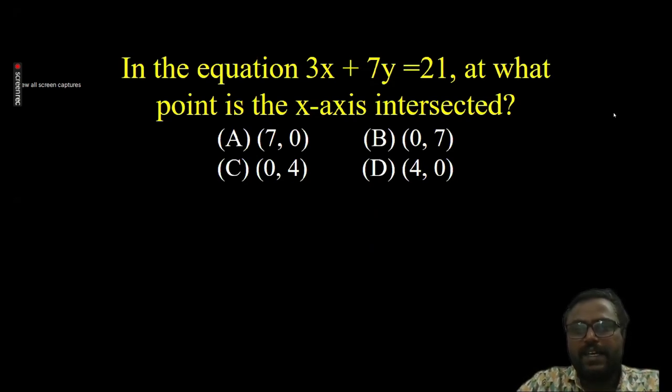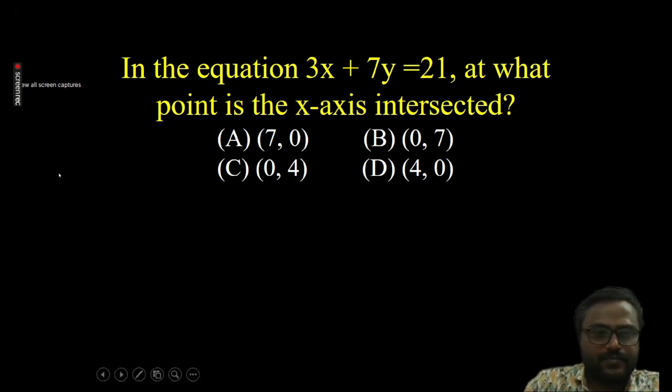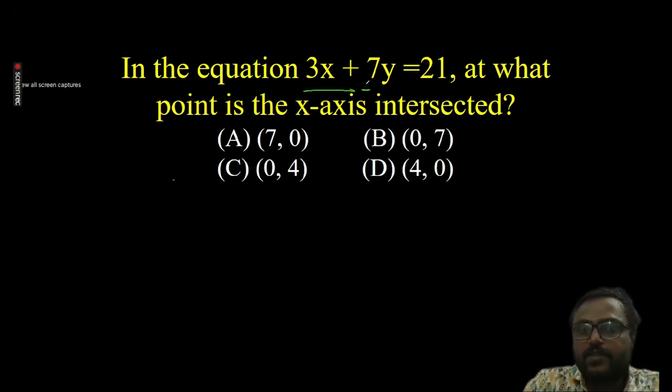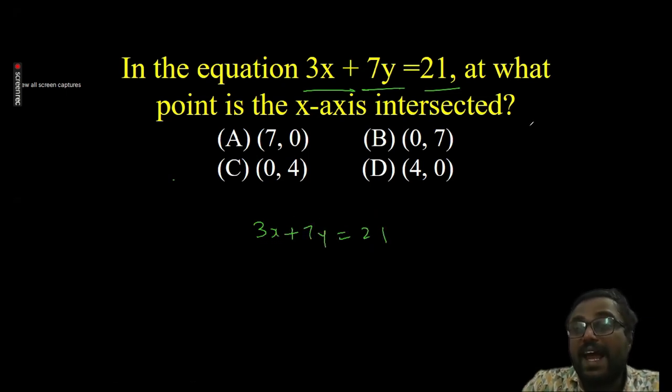So in the equation 3x plus 7y is equal to 21, at what point is the x-axis intersected? Now remember, if the x-axis is intersected, that means what? The y-coordinate is 0.